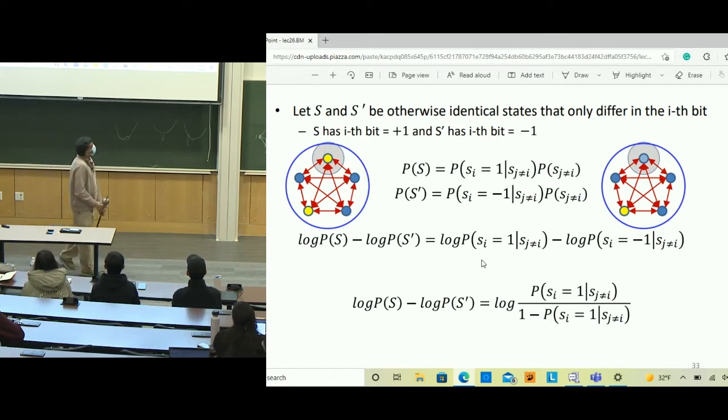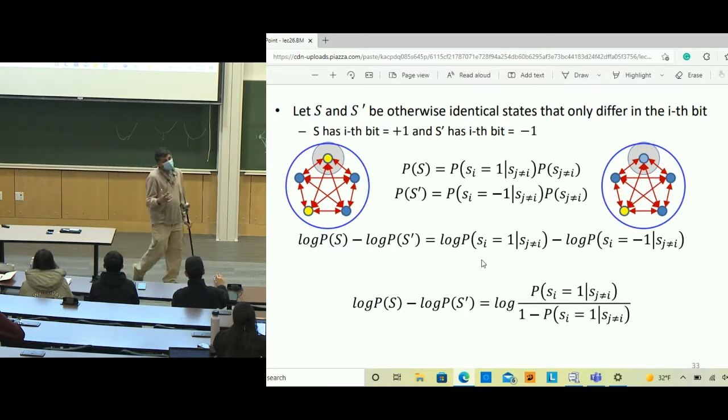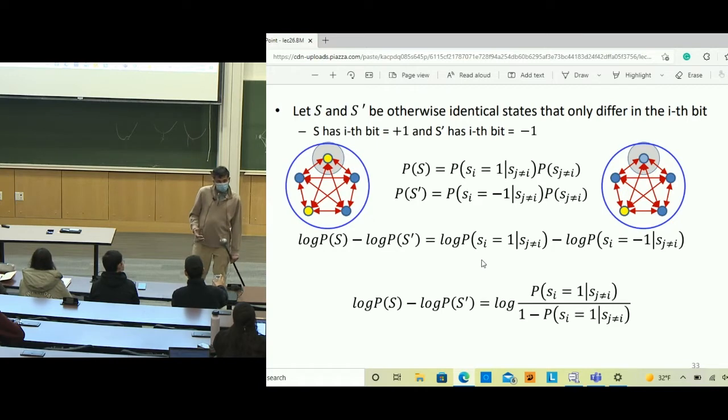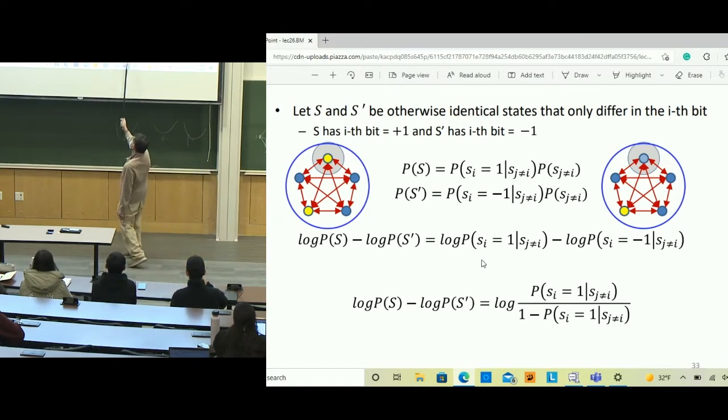So you're basically ending up with the log of the probability of S equals 1 given the remaining bits minus the log of the probability of S equals minus 1 given the remaining bits, right? And this difference in the logs is simply the log of the ratio. So you're saying this is the log of the probability of Si equals 1 divided by the probability of Si equals minus 1, which is the same as 1 minus the probability of Si equals 1. Again, nothing fancy, very straightforward.